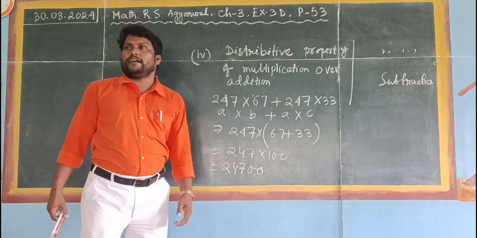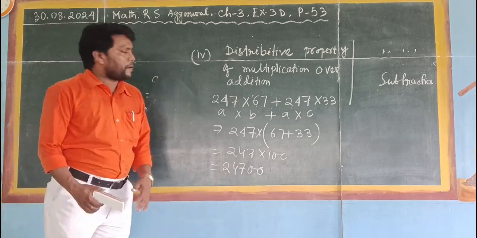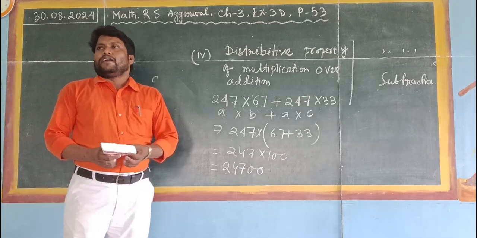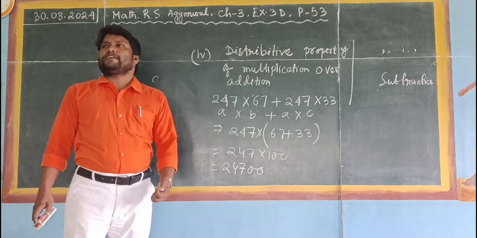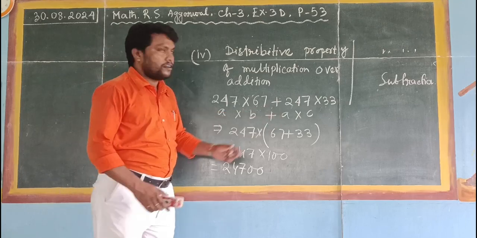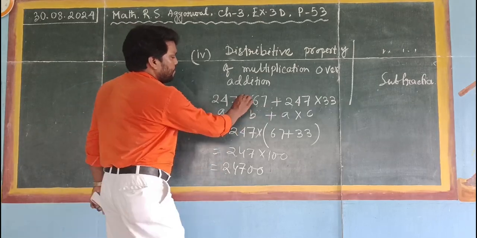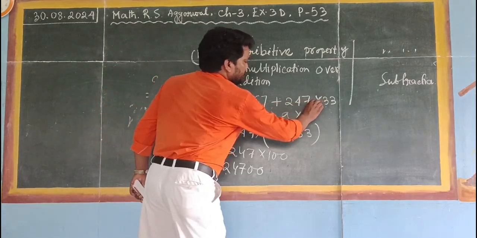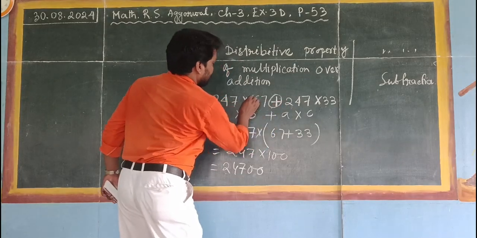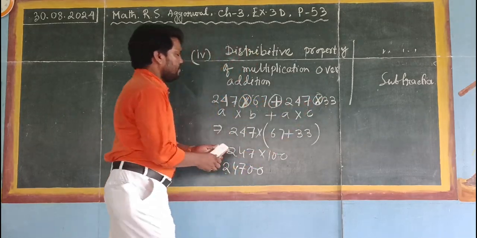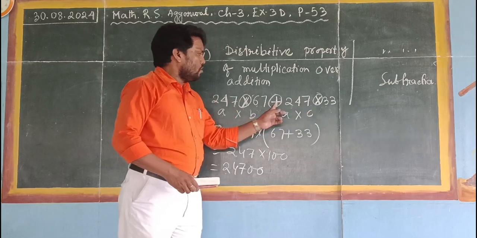Multiply by 100, 247. So this property is called distributive property of multiplication over addition.